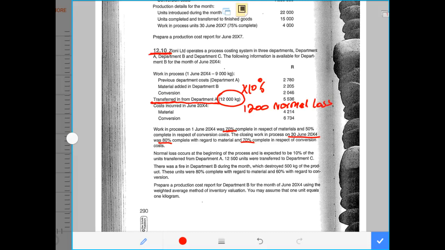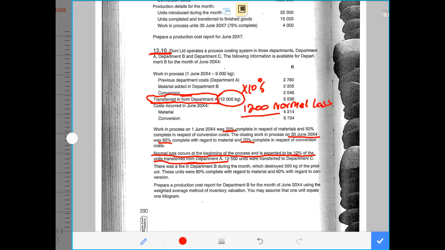So now any loss that is above 1,200 will be abnormal loss, because they told us that normal loss is expected to be 10% of the units that were transferred from Department A. And here are the units transferred in from Department A, and 10% of that is the normal loss of 1,200 kgs of material.